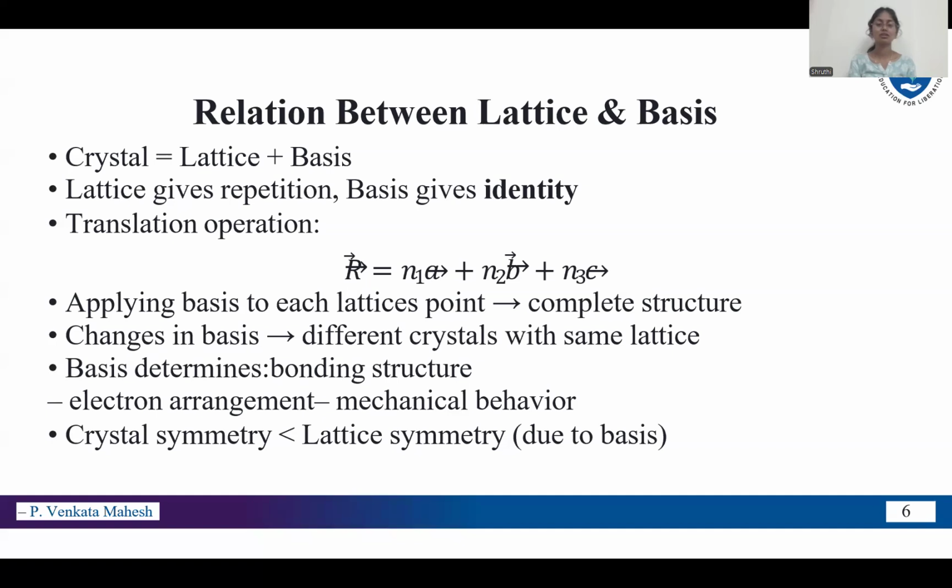Translation operation. Vector R = n1 a + n2 b + n3 c. Applying the basis to each lattice point gives the complete structure. Changes in the basis give different crystals with the same lattice. The basis determines bonding structure, electron arrangement, and mechanical behavior. Crystal system is less than lattice system due to the presence of a basis.